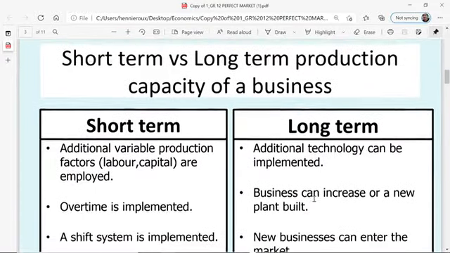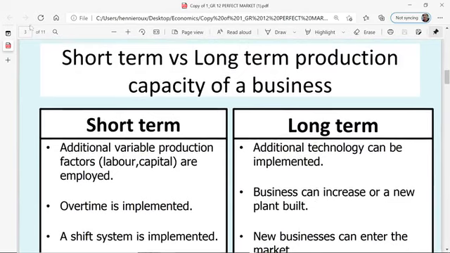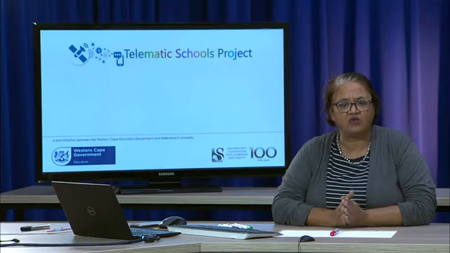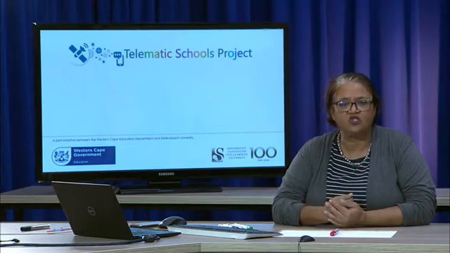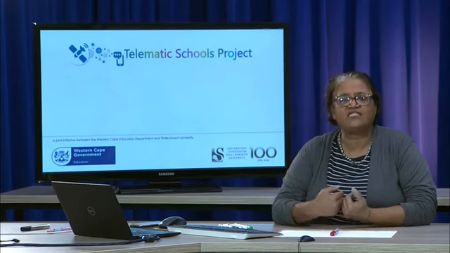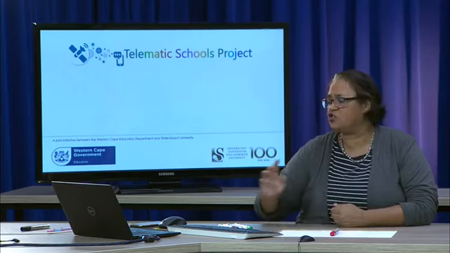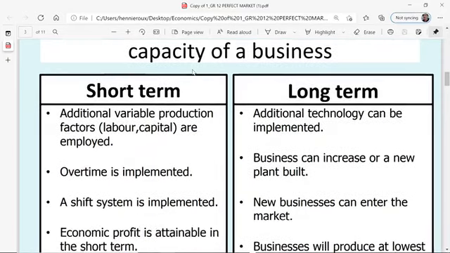Right, then the next very popular 8-mark question discusses the difference between your short term and your long term when we look at the production capacity of a business. Now I just have to caution those of you who do accounting: when we talk about short-term and long-term in economics, we're not referring to the amount of months here, okay? In terms of production capacity, we're looking at short-term and long-term. So now we're just going to look at the differences between the two.